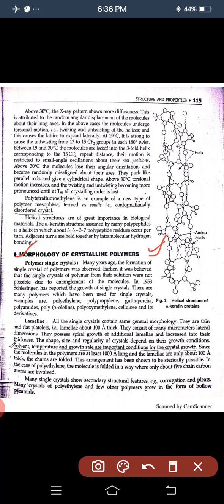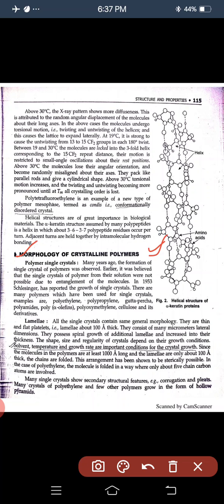There are many polymers which have been used for single crystals, such as polyethylene, polypropylene, gutta-percha, polyamide, poly-alpha-olefin, polyoxymethylene, cellulose and its derivatives. Lamellae: all the single crystals show the same general morphology. They are thin, flat platelets, like lamellae, about 100 angstrom thick. They have lateral dimensions of many micrometers.